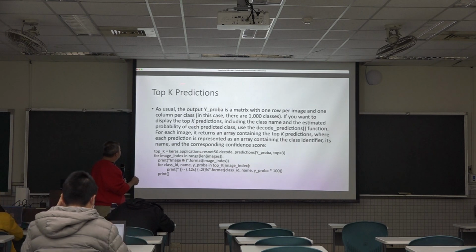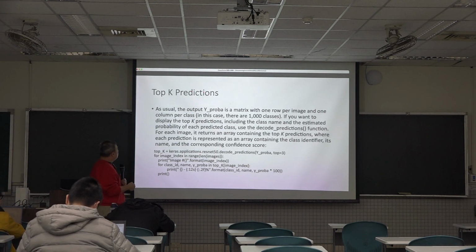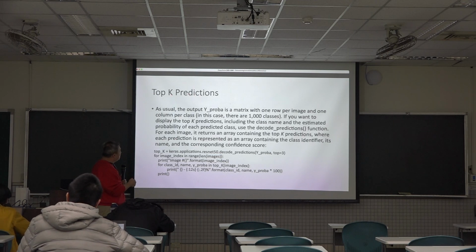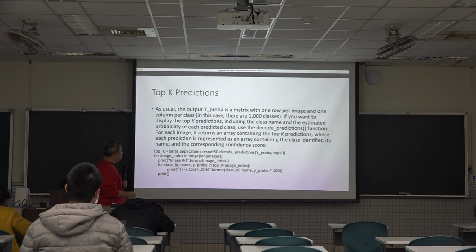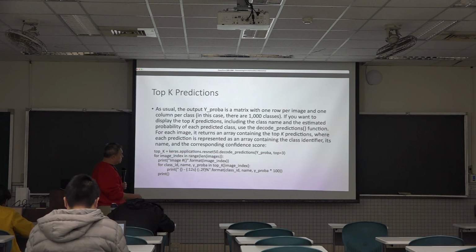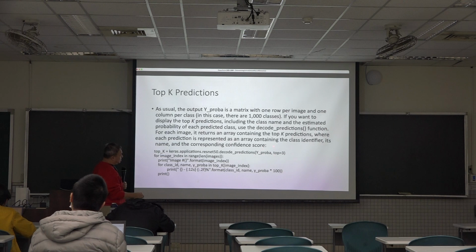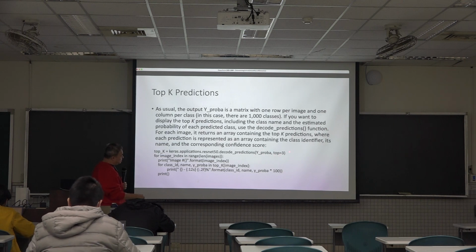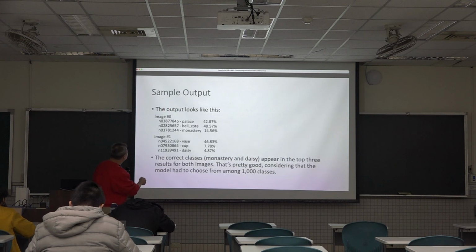For the pre-trained model, you can also see its top K predictions. For example, for the ResNet 50 that we use, we can use decode predictions, specify the y probability with top equal to 3. It means we want to get the top 3 results and put them in the top K, and then we output the result. So it's going to be something like this.